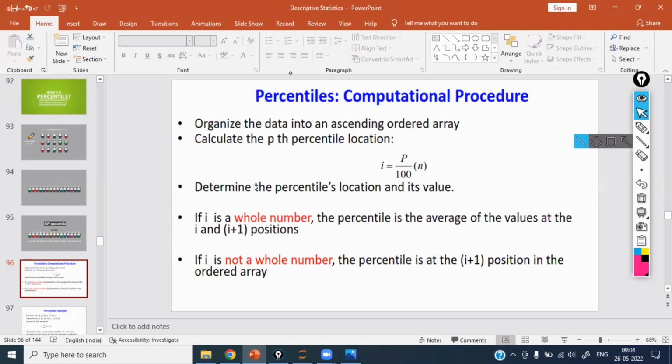If the value you get is a decimal value or a whole number, two options you will get. Sometimes you will get 2, sometimes you will get 2.4. If you get 2.4 like this, then you have to add plus 1 and make it a round figure. If it is directly a whole number, you have to consider that whole number directly. If it is a whole number, you have to calculate the average of the values of that particular position. For example, I will show you with an example.